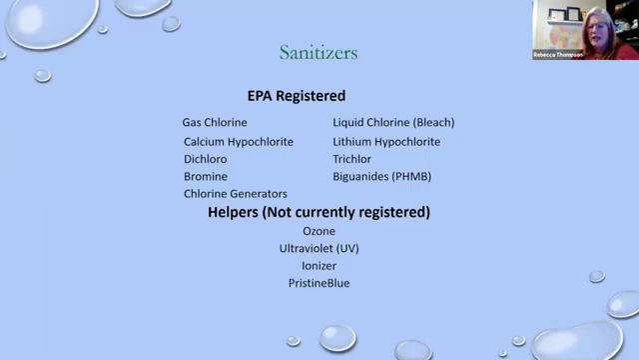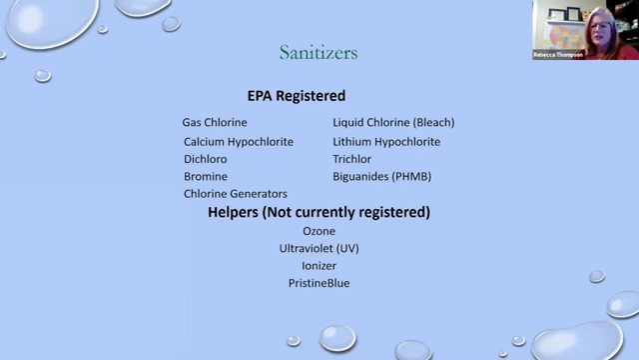Calcium hypochlorite, cal hypo, lithium hypochlorite. If you can find it anymore, you're very lucky. There is one manufacturer of lithium hypochlorite, and they decided they can make more money off of batteries. So it's very difficult to find lithium in the pool industry.